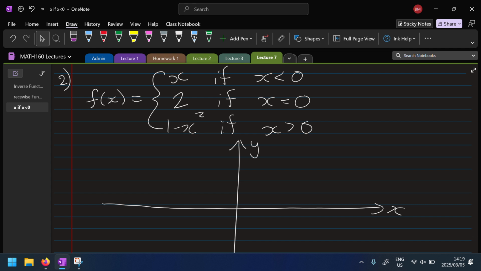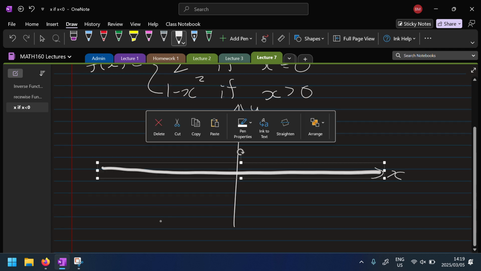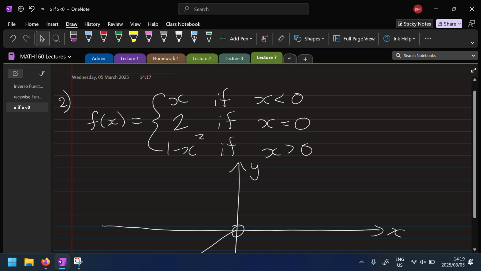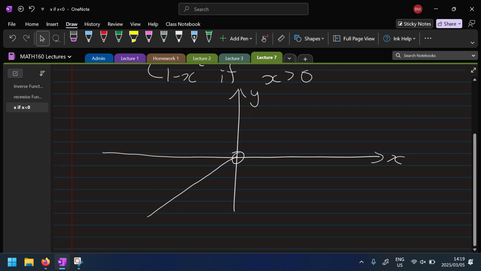What do we sketch? For this first part, on this side, what do we sketch? X. Okay. So, what is that going to look like? It will be something like this. Open circle. Why do we put the open circle? Because it's less than 0, not equal. Okay. And we stop at 0 because the function is not defined after that. So f of x equals x only up to 0, not including 0.